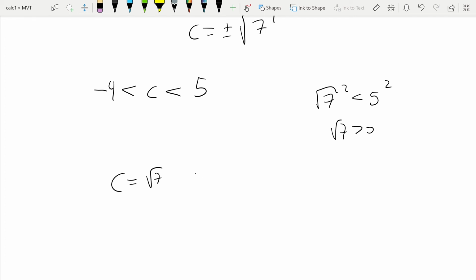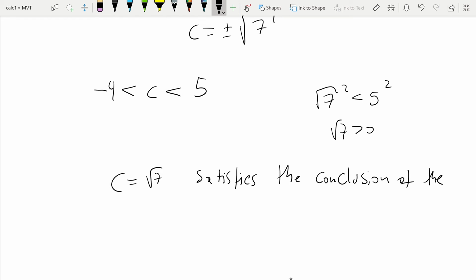Okay, so c equals square root of 7 satisfies the conclusion of the mean value theorem.